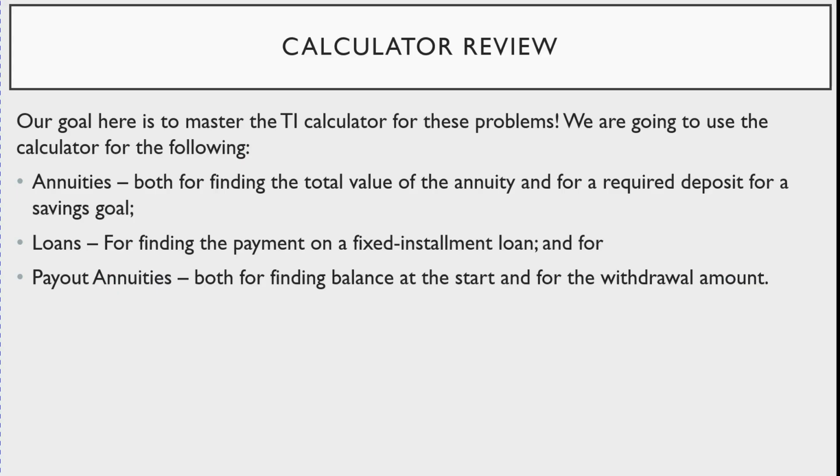Okay, so our goal here is to master the TI calculator for these problems using just this really cool app, and I'll show you in the next slides and in the lecture.